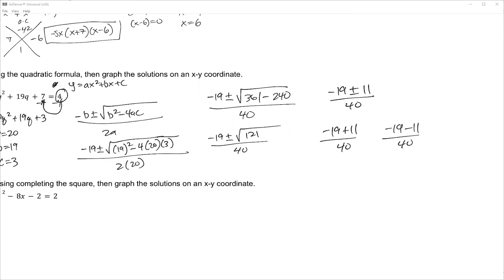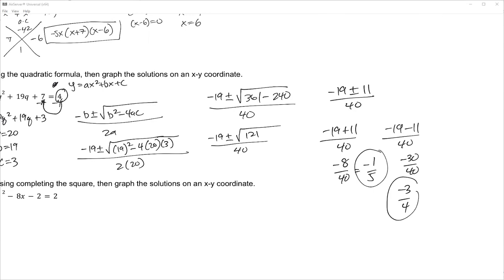Compute this out, this would be -8 over 40, which is equal to -1 over 5. And this is -30 over 40, which is what? -3 over 4. So these are your two zeros here. Those are your two solutions.